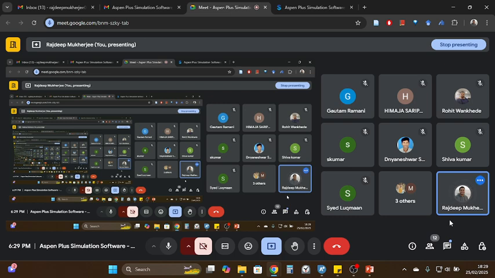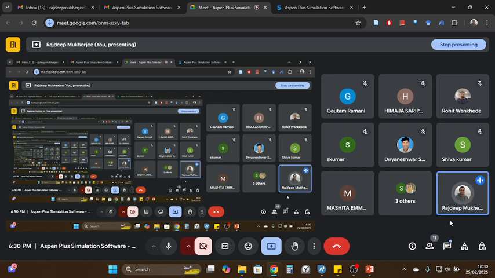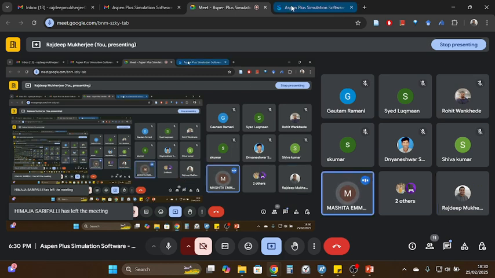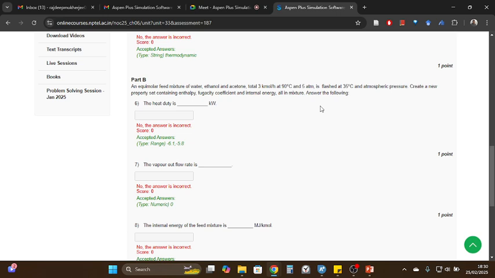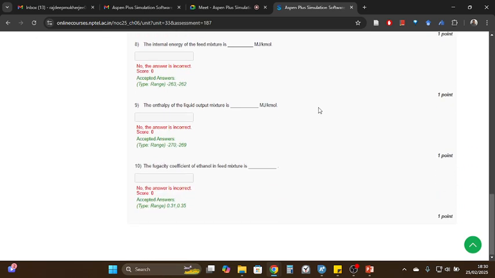Any more doubts? Hello, sir. Yes, I wanted to ask how you were able to find the fugacity coefficient for the week 4 assignment. Because when I was scrolling through the properties, I couldn't find the symbol for fugacity coefficient. Which question is it? Number 10. The fugacity coefficient of ethanol in the feed mixture.